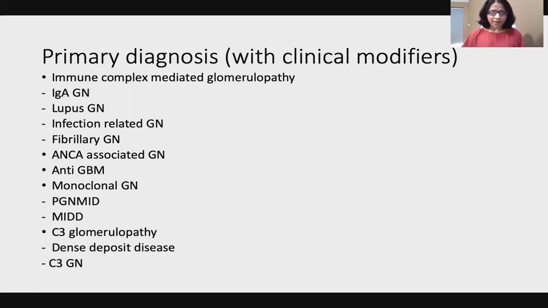So looking at the pattern, looking at the clinical details, we marry the two together and we come up with a primary diagnosis. So if it's a membranoproliferative pattern, and the patient has hematuria only, then we start thinking of IgA glomerulonephritis. Of course, the immunostains also need to show deposition of IgA. We'll go into more details in the next webinars that I will be posting soon.